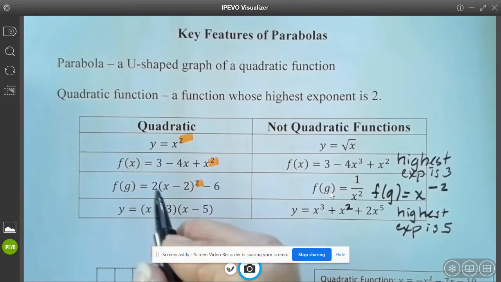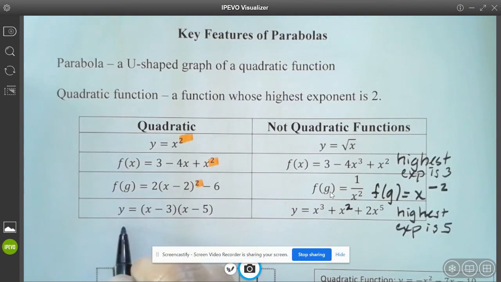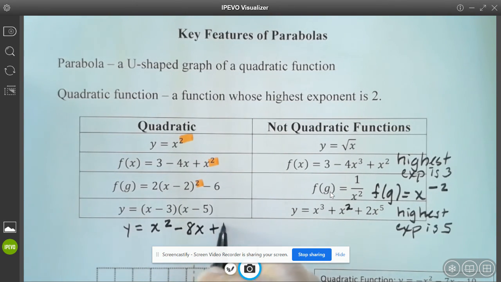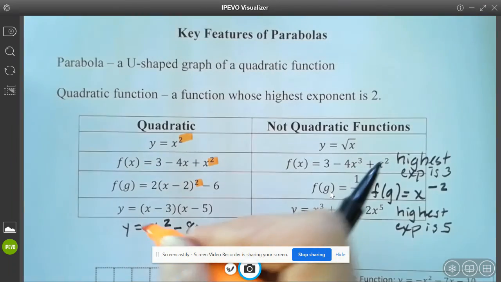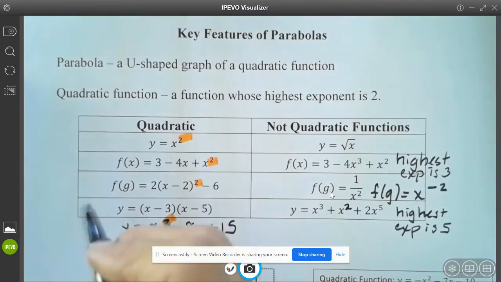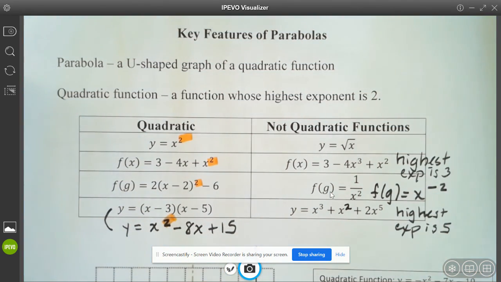This last one here is actually going to be a quadratic because when we multiply two binomials, which we learned how to do last week, it turns out to be a quadratic trinomial. This would become, and as you can see, the highest exponent is a 2. So even that last one is a quadratic. So now let's get into the meat of things.